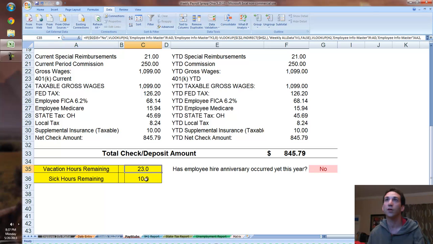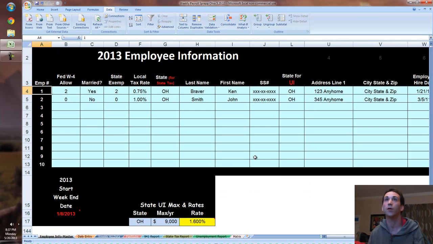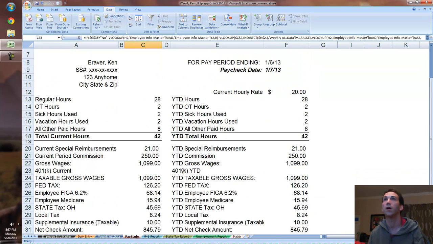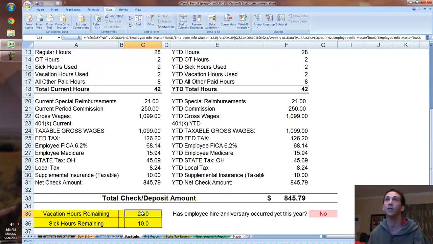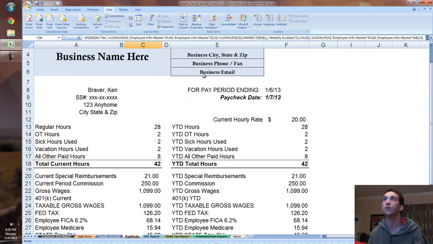Now this will show you how many hours you had remaining. Now the person has 23 hours remaining because when you go back and you look and say, well, how many hours did they have at the start of the year? We said 25 is what we said for vacation and 12 for sick. Well, how many were used for vacation? 2. So 25 minus 2 is 23, and 12 minus 2 is 10. There's 2 sick. So this will change automatically.